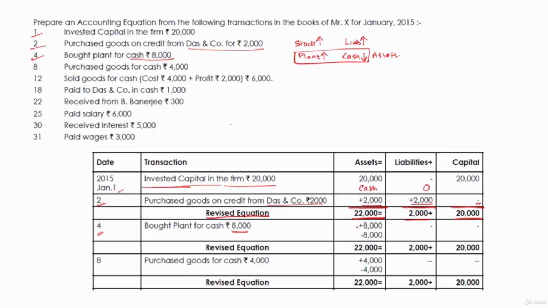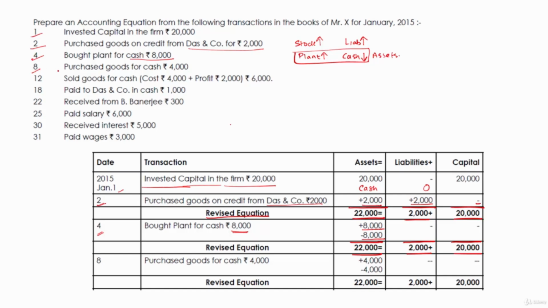So there will be an increase in asset by 8,000 and a decrease in asset by 8,000. This is nothing but the cash. So what is happening to the overall asset? 22,000 plus 8,000 minus 8,000. So this remains at 22,000 itself, whereas liabilities are going to be 2,000 and 20,000. There are no changes in that. So this is the equation position on 4th.